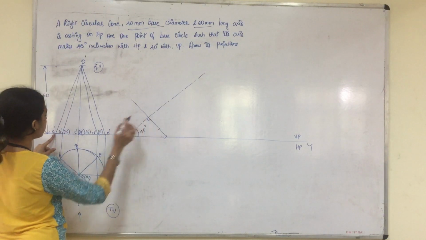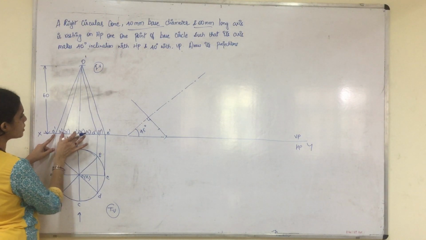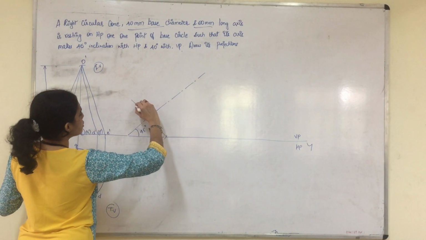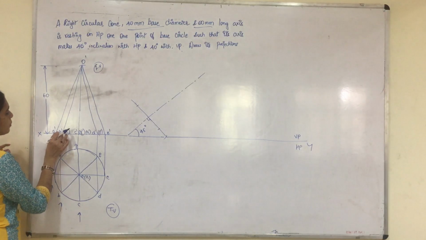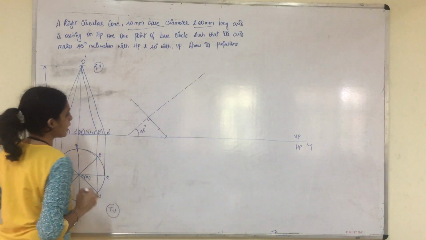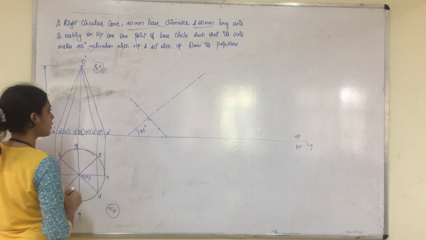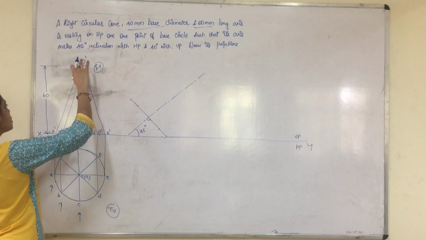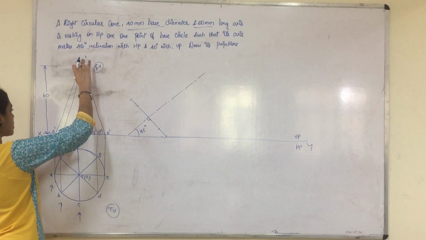Before that, this we have got. So measure the distance from the center to B dash and cut an arc. And then again measure the distance from B dash to A dash and cut an arc. So you have got all the namings. After that, you measure the true length of the axis, which is 60 mm.